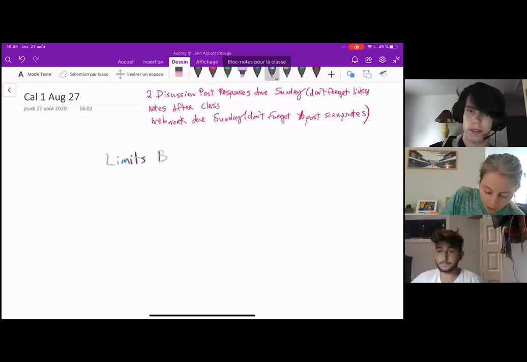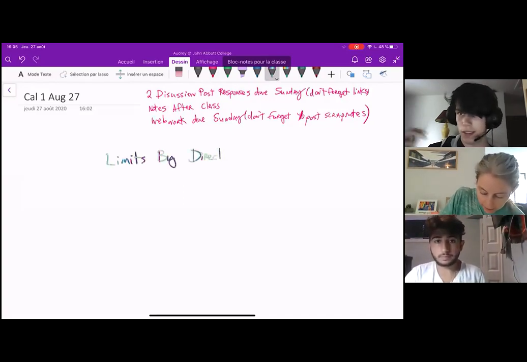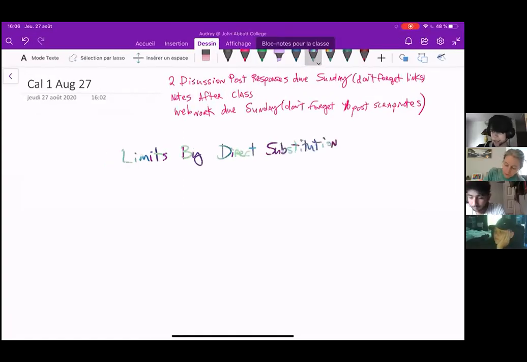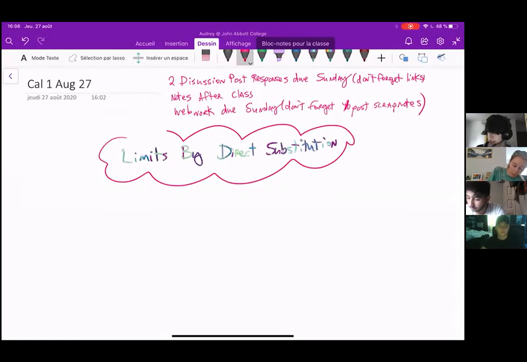Okay, all right, so today we're gonna move into actual functions, and we're gonna be doing something called limits by direct substitution. So my first question for you guys is, what does it mean to be continuous? So this is what we did last class. What does continuous mean? When the function is like you don't have to lift up your pencil while drawing it. You don't have to lift up your pencil when drawing it, exactly.